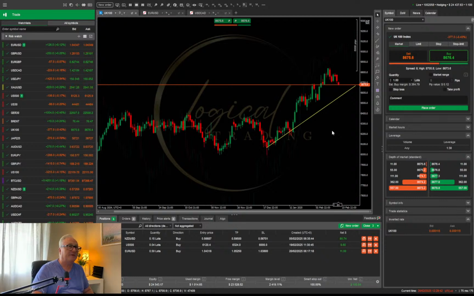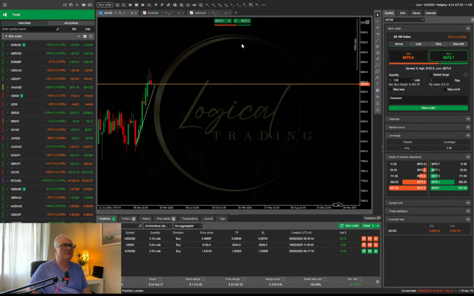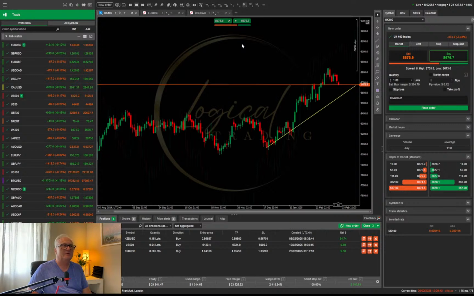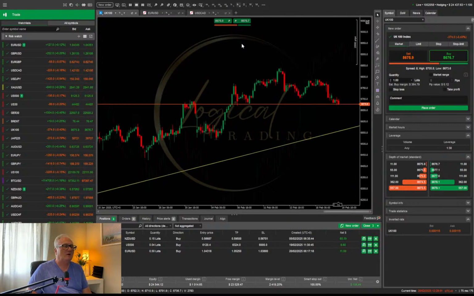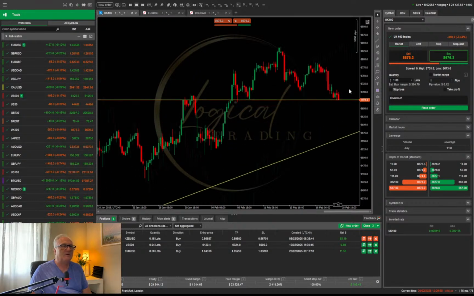Let's just see here. And then let's have a look at the weekly. The weekly is quite bullish. Well, let's see what happens with that head and shoulders, because it does look a little bit early for the short. You know, there's quite a distance to this.